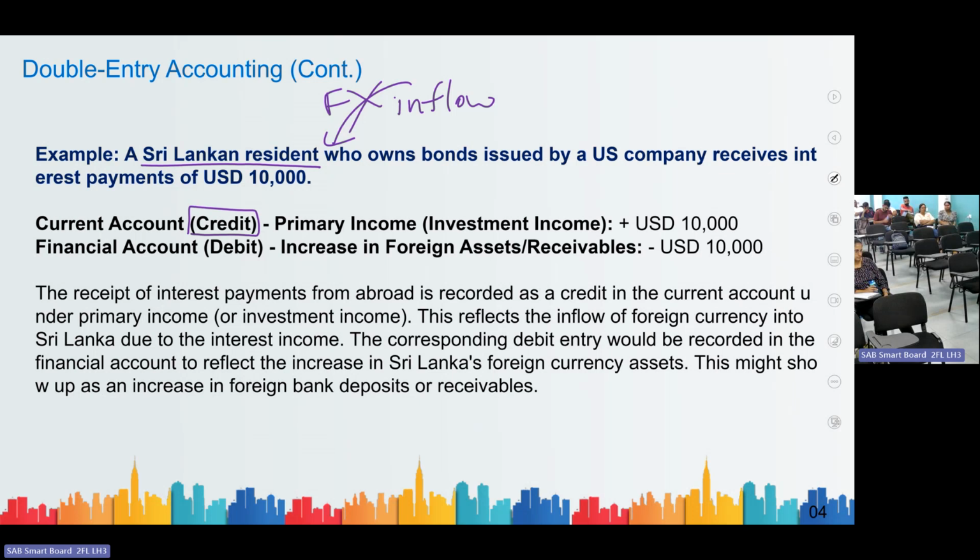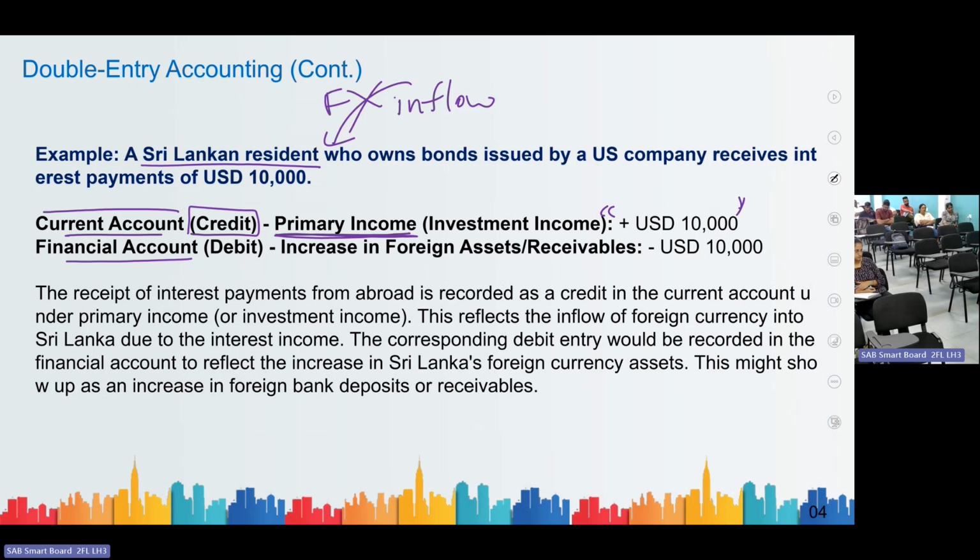So the current account is credited. These kinds of interest payments and interest receipts are also reported in the current account under the primary income account. You will learn what is the meaning of primary income account later. For the moment, just understand that interest payments are reported in the primary income account. It's an investment income. So it's credited by USD 10,000. And where it is debited is the financial account. It increases foreign assets or foreign receivables, so it is debited.